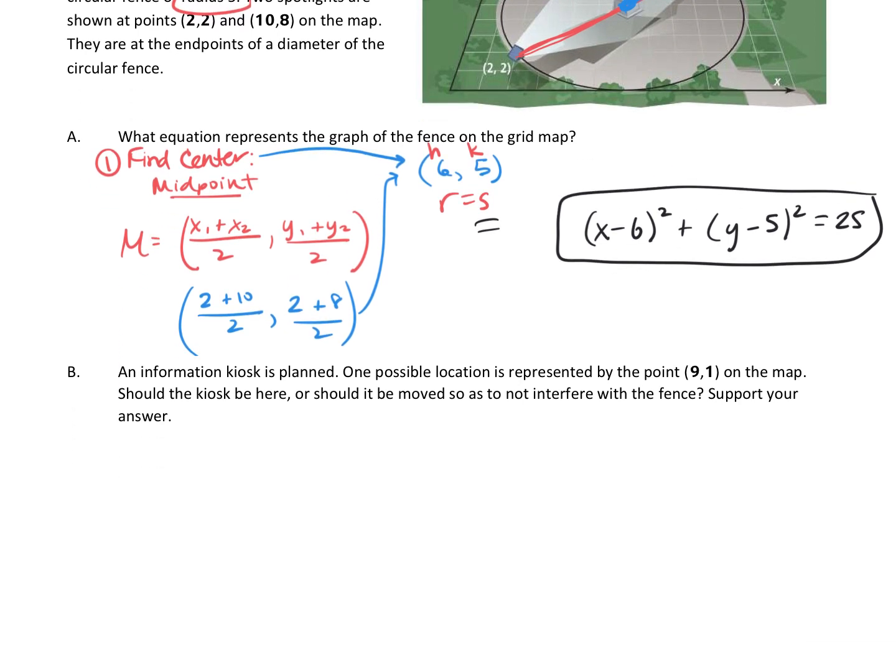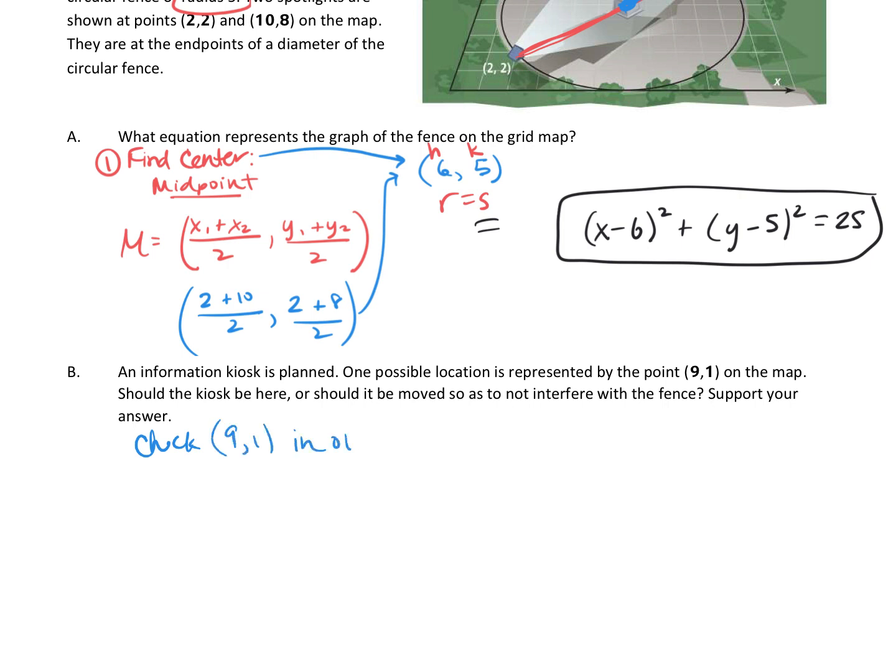So we've got a follow-up question, as we usually do with word problems. An information kiosk is planned. One possible location is represented by the point (9, 1) on the map. Should the kiosk be here, or should it be moved so as not to interfere with the fence? Support your answer. So we kind of want to know this point (9, 1), where is that in reference to the circle? Is it on the circle? Is it inside the circle, outside the circle? All that good stuff.